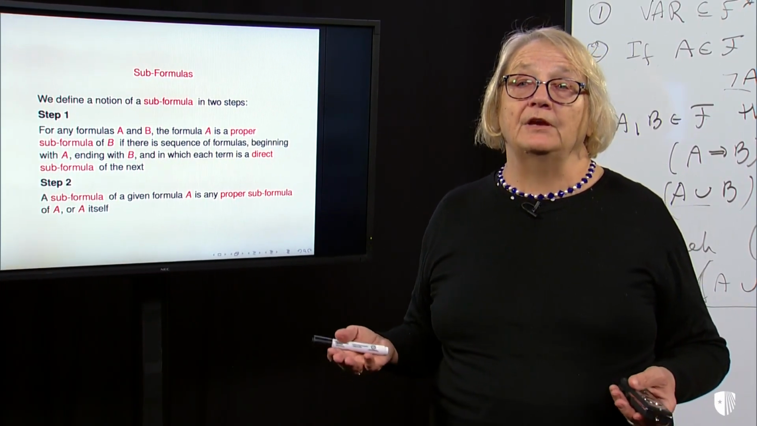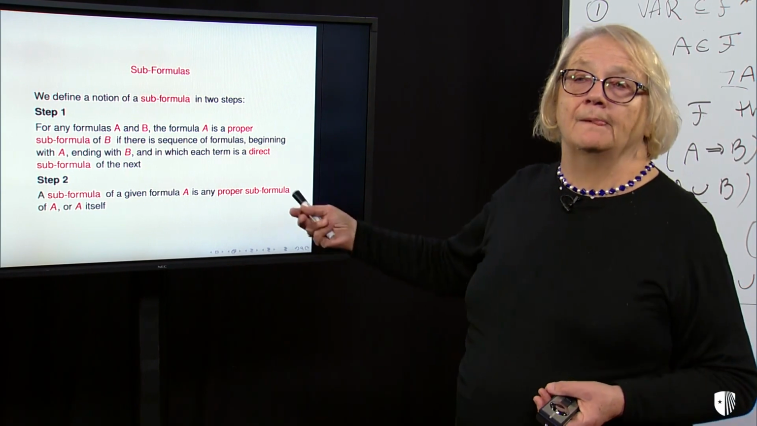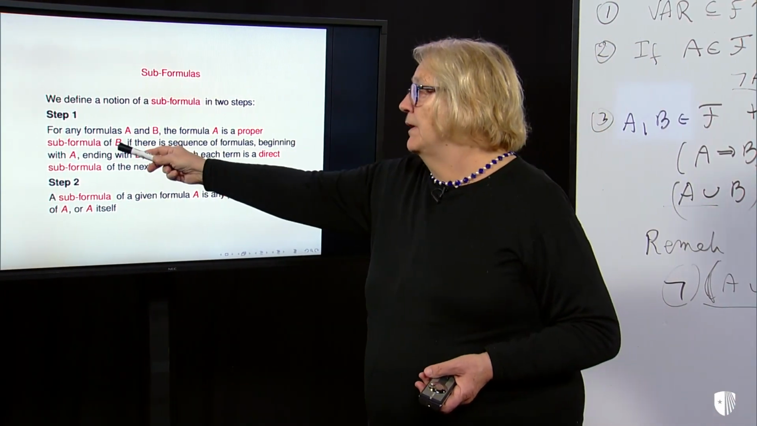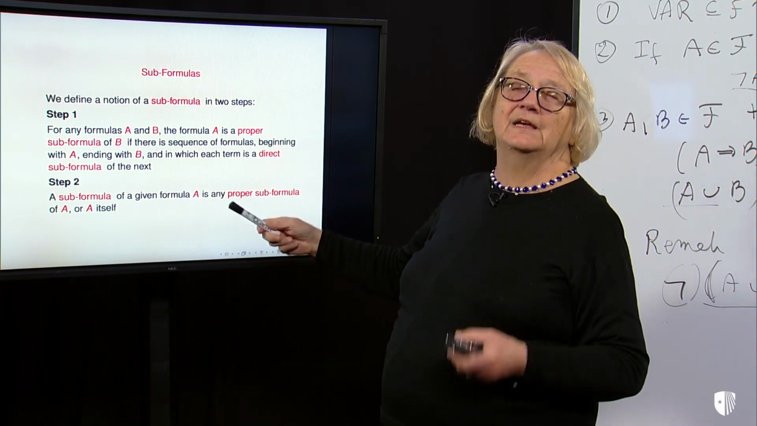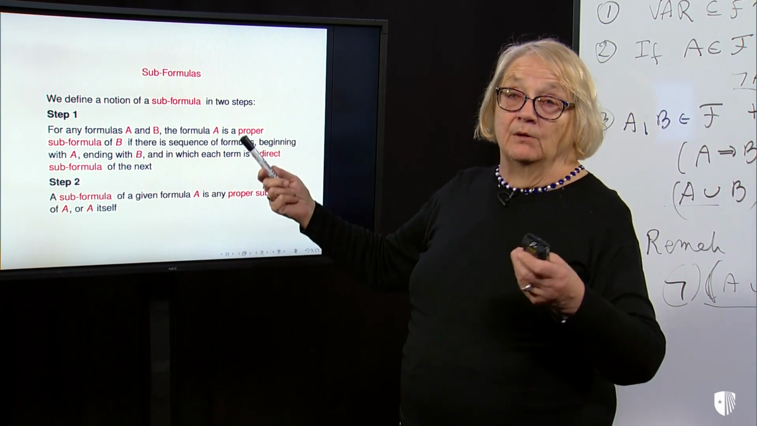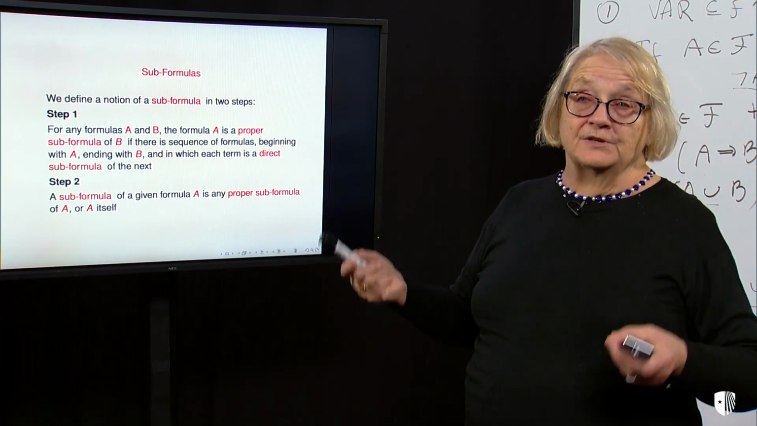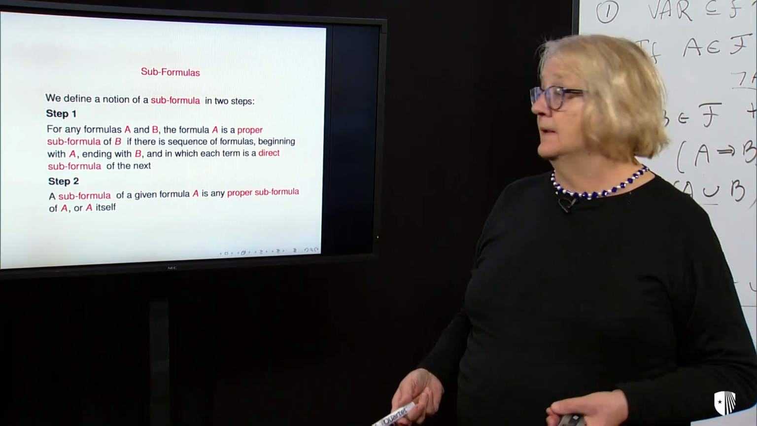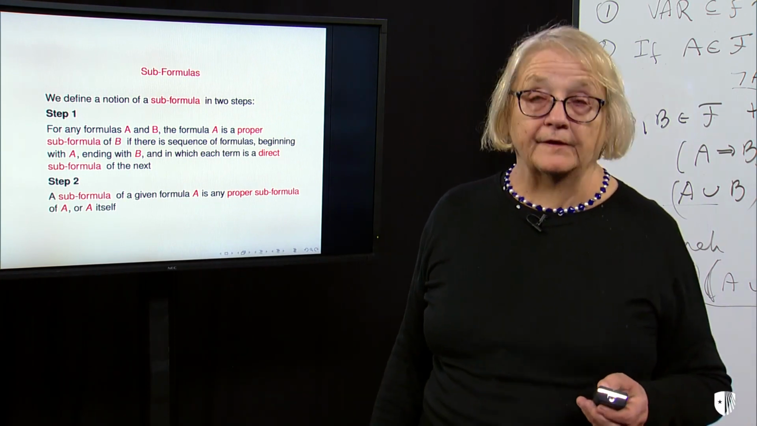And then we define the notion of proper subformula. So for any formulas A, B, the formula A is a proper subformula of B if there is a sequence of formulas beginning with A, ending with B, and in which each term is a direct subformula of the next.